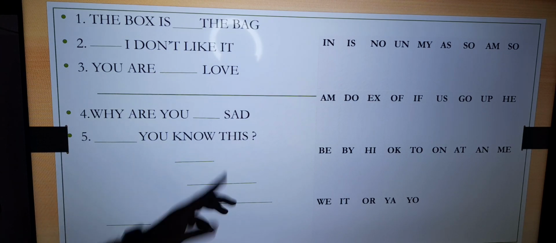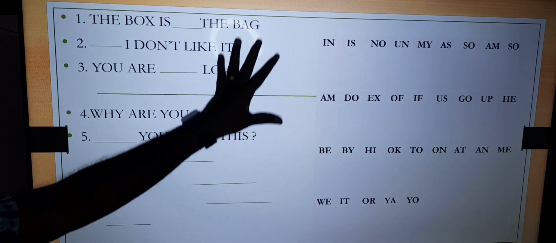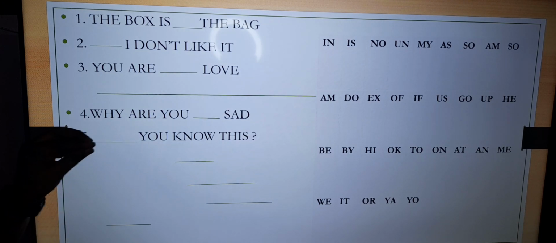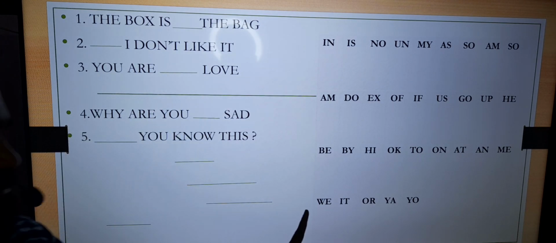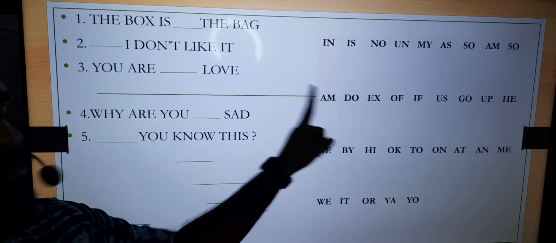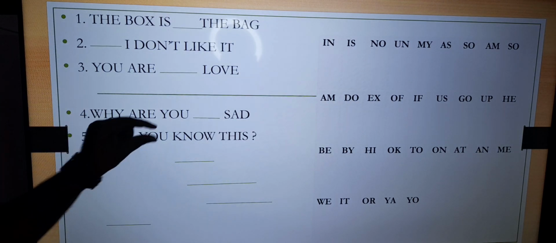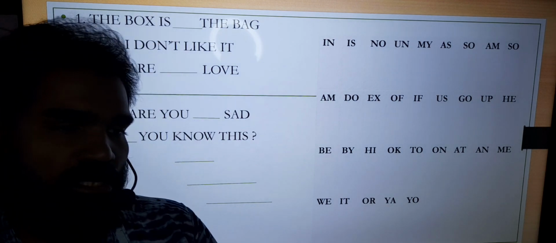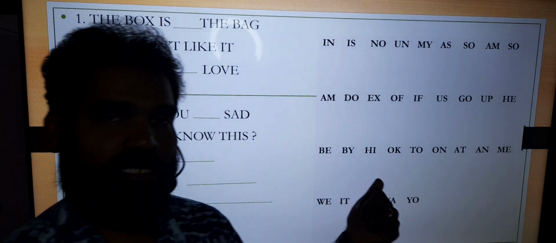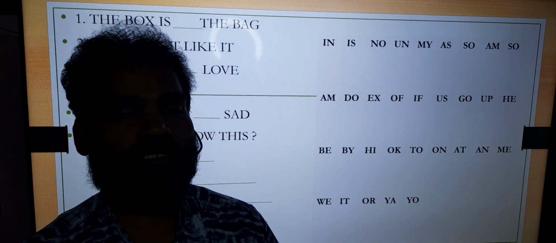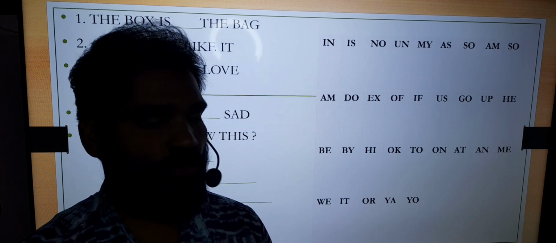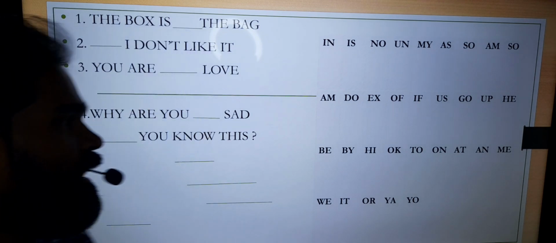Dash, you know this. Okay, if you observe this carefully, you can pick any word which is suitable over here. For example, you pick this one, do. If you put it here, do you know this? If you're asking somebody whether they know this particular thing or not, you can ask it in the form of a question like this. Do you know this? Or do you know that? Do you know them? Do you know those? Do you know these? Okay, so do.